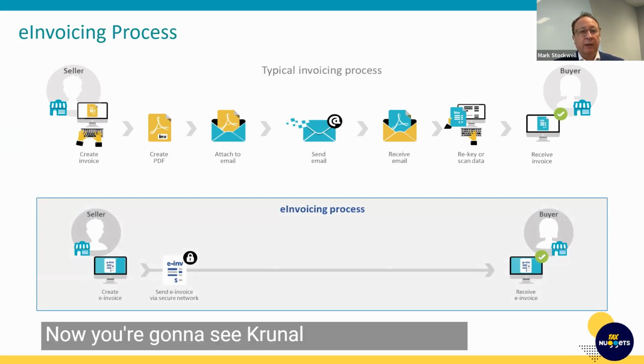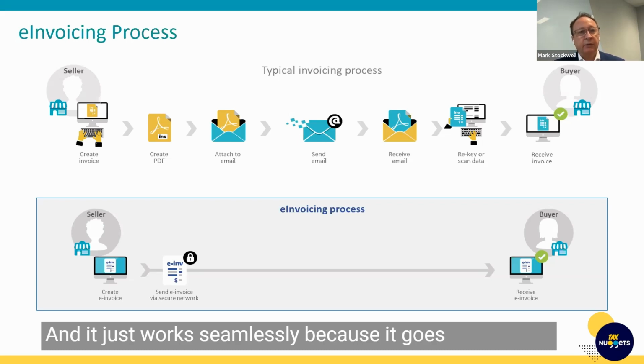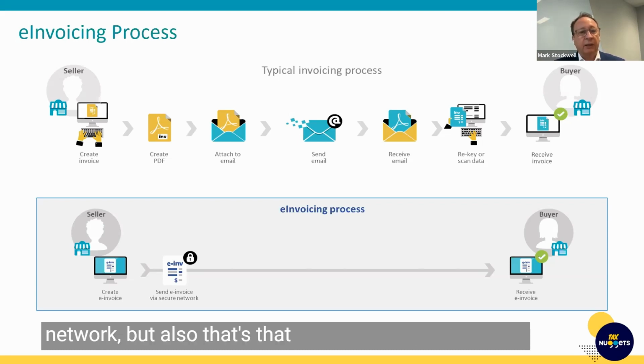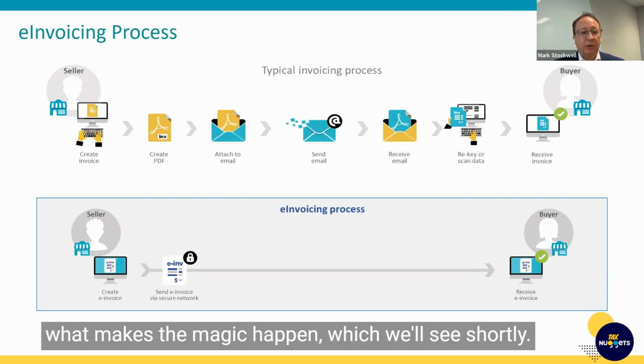Now, you're going to see Cronull use Xero later on, but he might be sending to his customers who use Viable or another non-Xero accounting package. And it just works seamlessly because it goes through the network, but also that standard that we're using, the international standard for e-invoicing, is actually now built into the other software packages. And that's what makes the magic happen, which you'll see shortly.